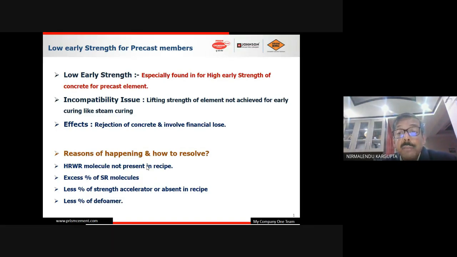Lifting strength of element not achieved. अब जो उसको लिफ्ट करेंगे उसके बाद ही, उस लिफ्ट करने का टाइम भी अगर नहीं आया स्ट्रेंथ, तो when you are lifting the sleepers it will break. When you are lifting the elements, precast elements, it will break.